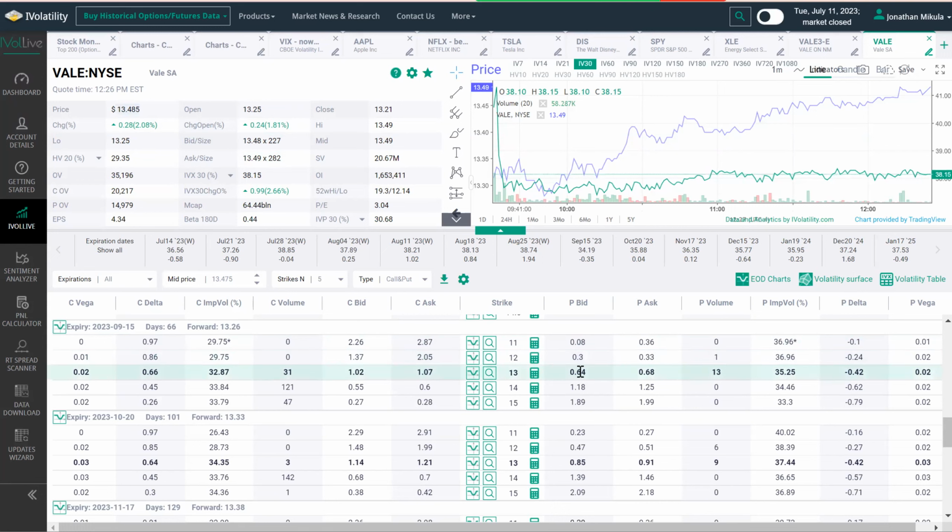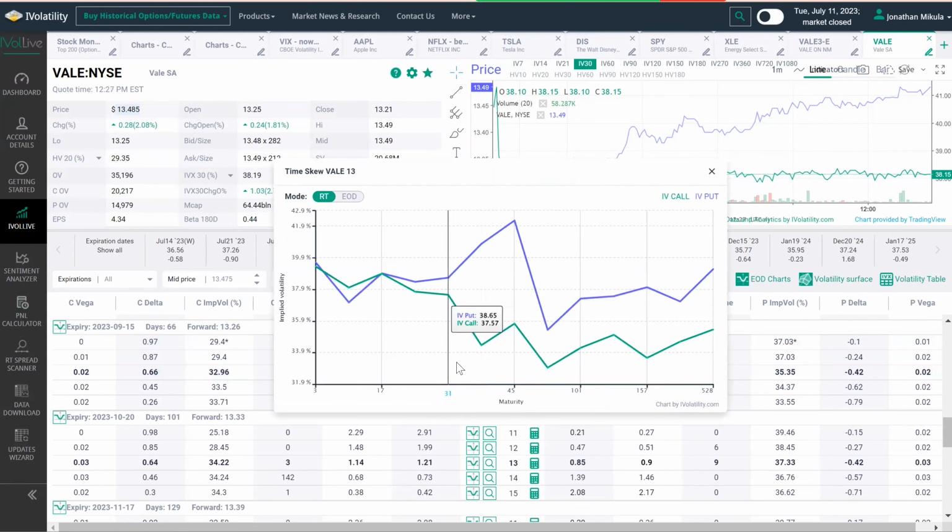And we could see now that we've gone further out in time, the premiums are better, right? So if we're buying, it's going to cost us a bit more because of the time value. If we're selling, it's going to earn us a bit more because of the time value. So if we look at this $13 strike, let's run through a couple different scenarios, and then let's jump into the P&L calculator.